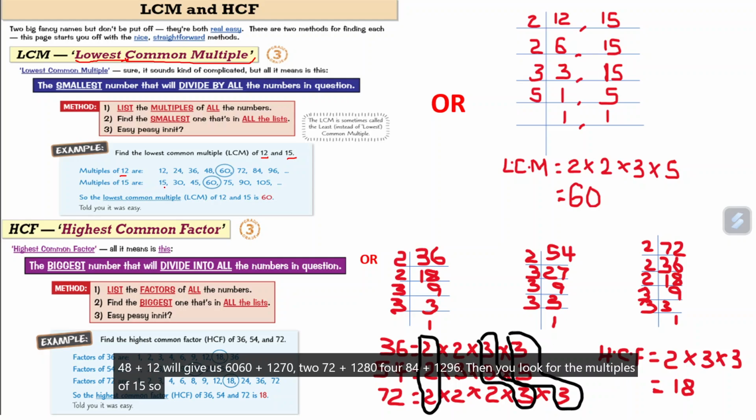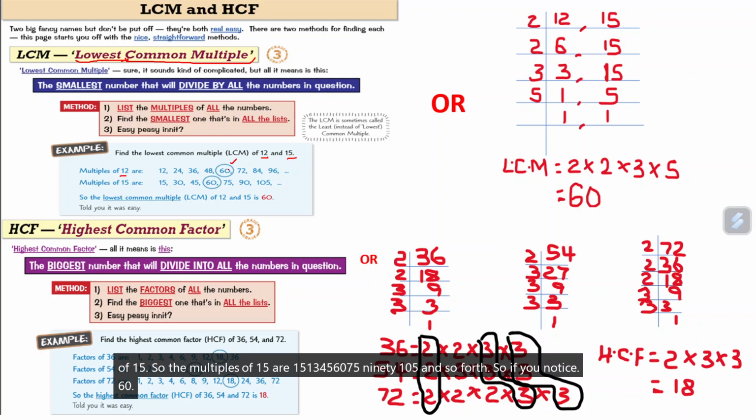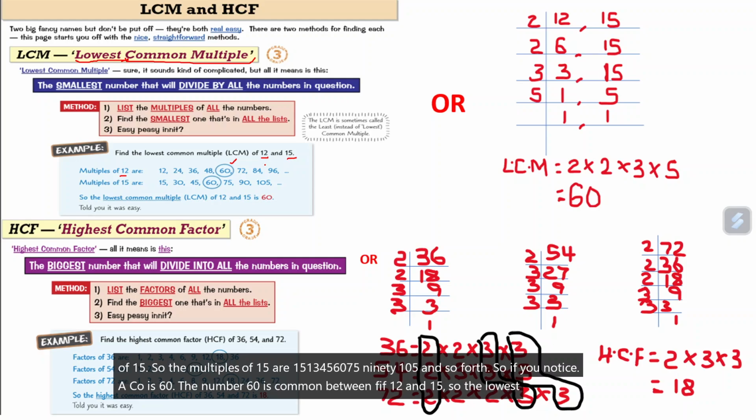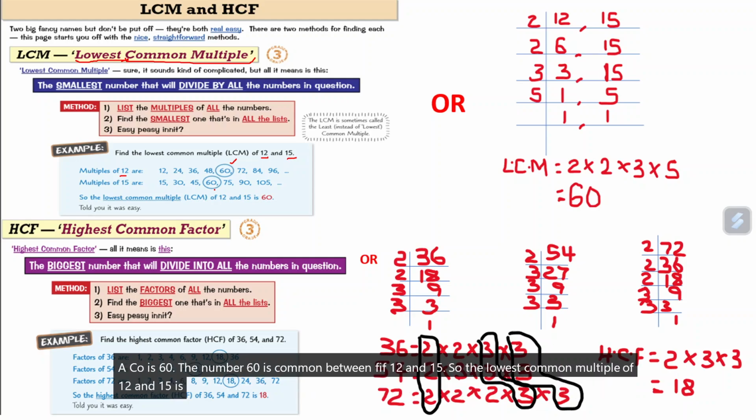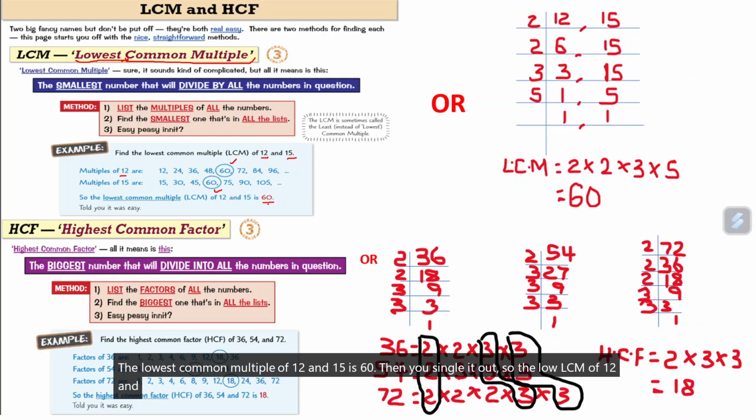Then you look for the multiples of 15. The multiples of 15 are 15, 30, 45, 60, 75, 90, 105, and so forth. If you notice, the number 60 is common between 12 and 15. So the lowest common multiple of 12 and 15 is 60. Then you single it out. So the LCM of 12 and 15 is 60.